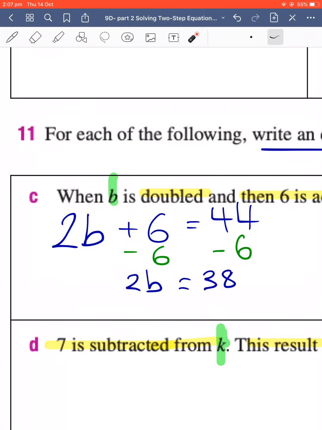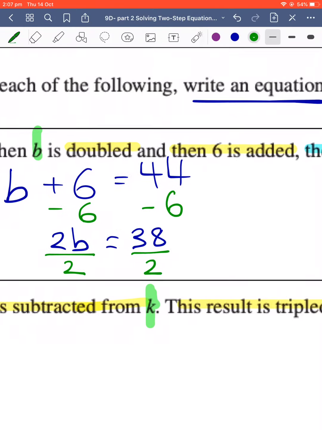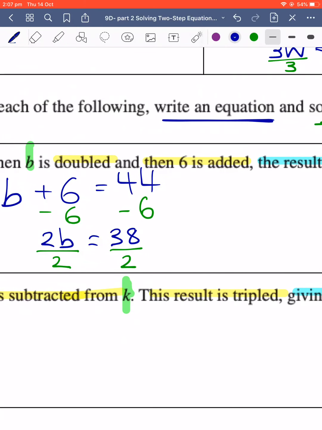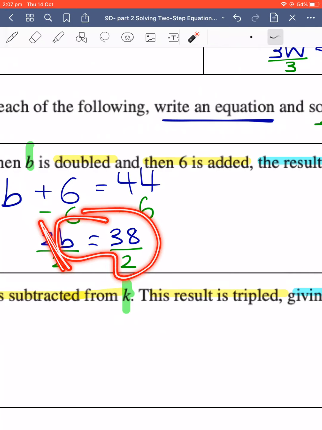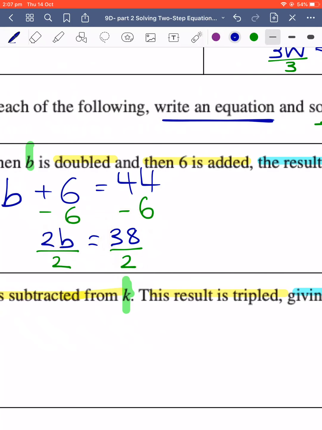Okay, now I look at this here, and I've actually got multiplication. So to undo multiplication, I need to divide. So that's exactly what I'm going to do now. So 2b divided by 2 equals 38 divided by 2. So again, remember, same number cancels out, and I just end up with this. So you're going to have to solve this part, which is 38 divided by 2. So I end up with b equals 19.